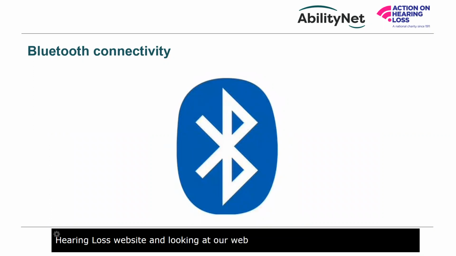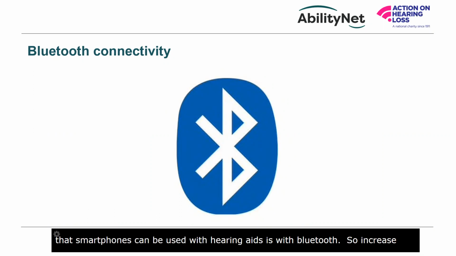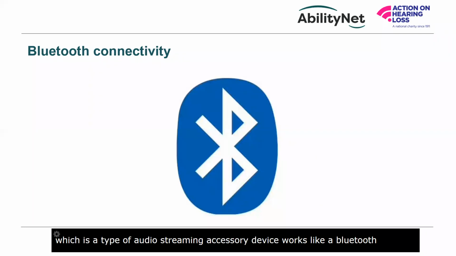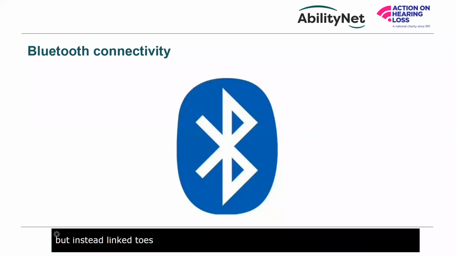So another way that smartphones can be used with hearing aids is with Bluetooth. Increasingly, smartphones and tablets work directly with the latest hearing aids and cochlear implants through Bluetooth, either through a streamer or directly. And generally, this works really well. For example, the cochlear phone clip, which is a type of audio streaming accessory device, in effect works like a Bluetooth headset, but instead links to the cochlear implant. And it allows hands-free operation while on a call, provides improved call quality, and allows music streaming from the smartphone to the cochlear implant.